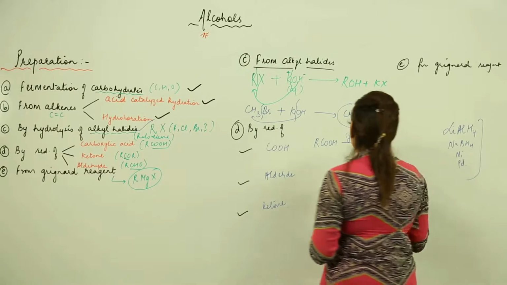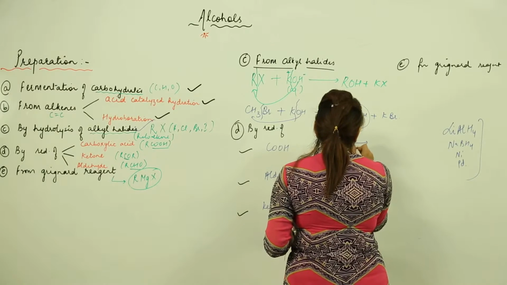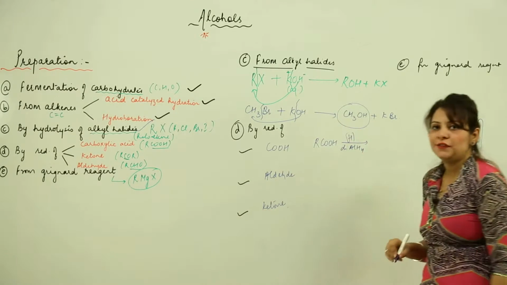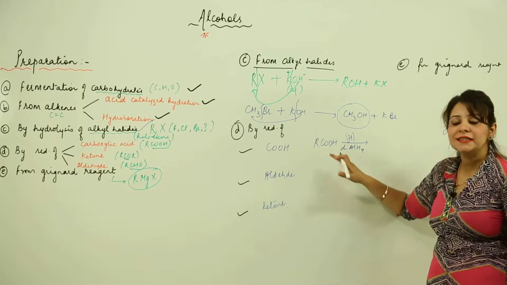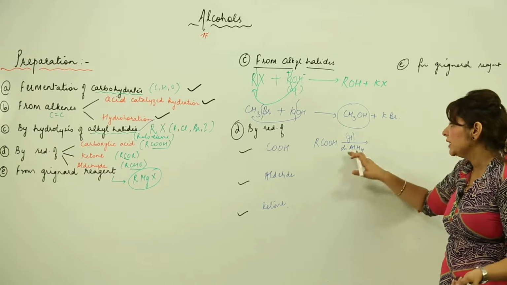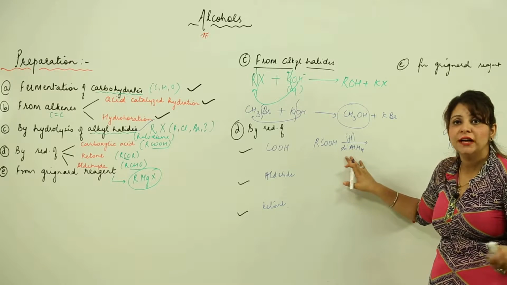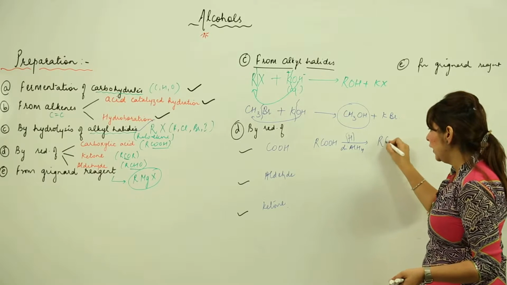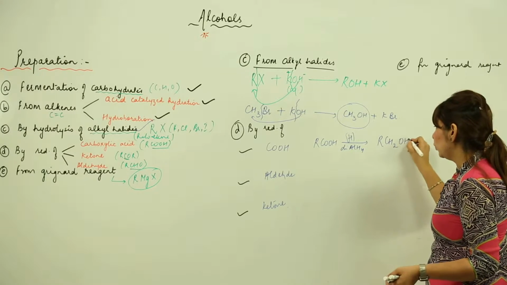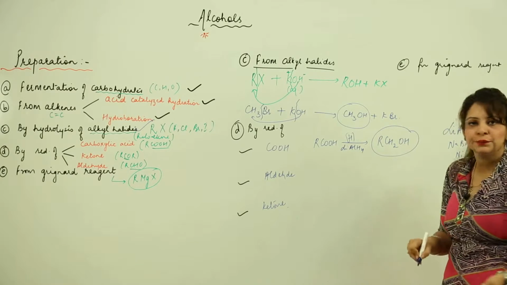So let's make use of either. Let's see that I have taken the lithium aluminium hydride. So what is going to happen? This carboxylic acid is just going to get reduced, and this is just going to catalyze the reaction so that we can get the product early. So what do we get? We get RCH2OH. So this is an alcohol.